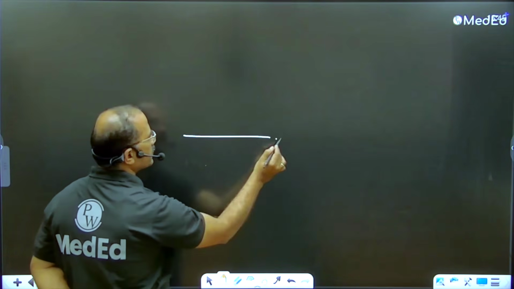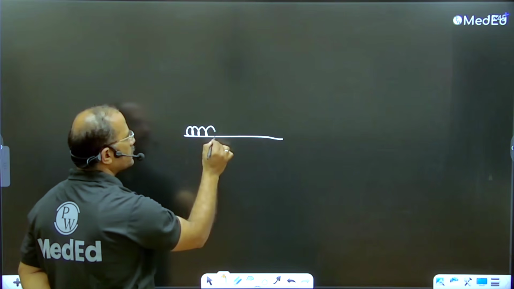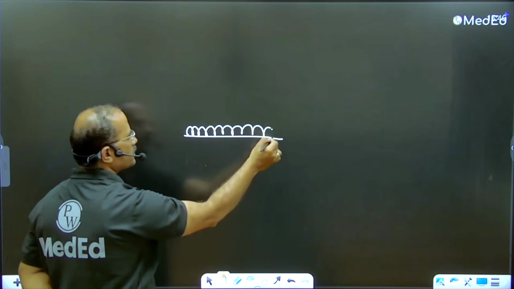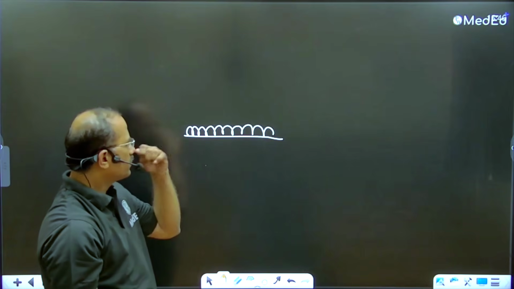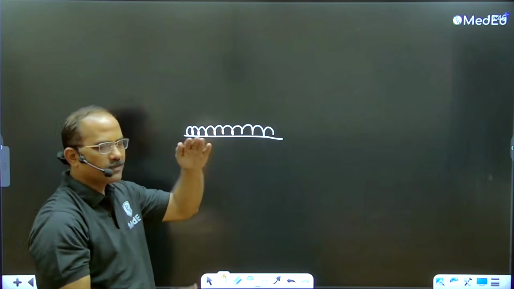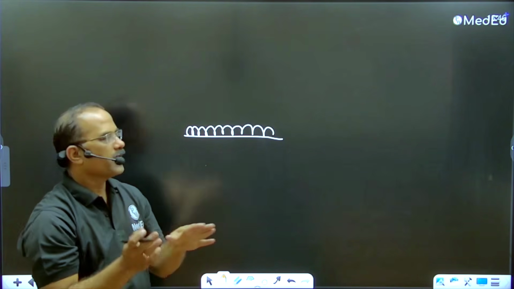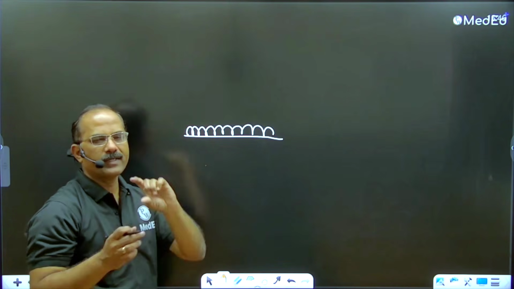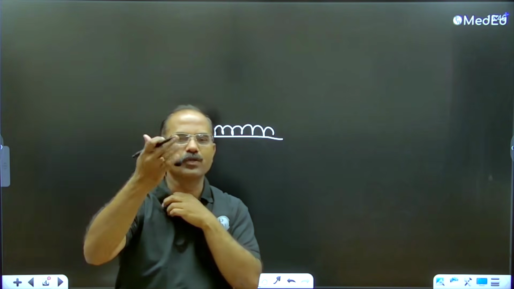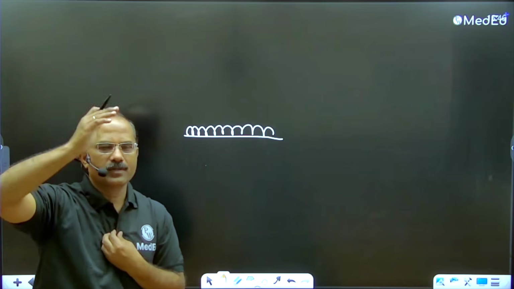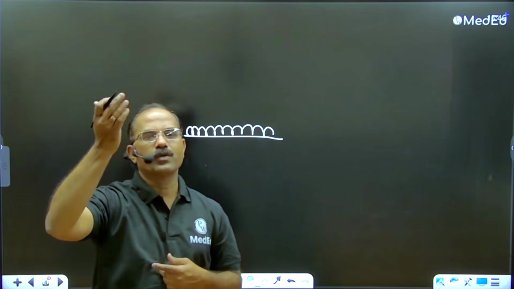One is a simple epithelium. Simple epithelium is the one in which all the cells are resting on the basement membrane. So this is simple epithelium. If the cells are flat, simple squamous. If the cells are cuboidal, height and breadth are the same, that is simple cuboidal. And if the length is more than the breadth, that's simple columnar.